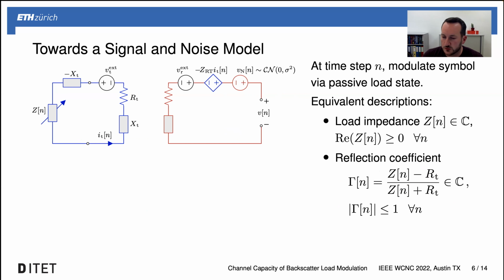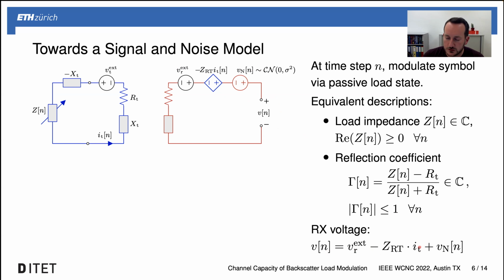And I'm sure you remember from the Smith chart that the reflection coefficient of a passive element has to be on the unit disk, on the complex unit disk. And this is crucial in this work here. Now, let's look at the received signal here. This voltage here is just the sum of these voltages here, very simple Kirchhoff application.